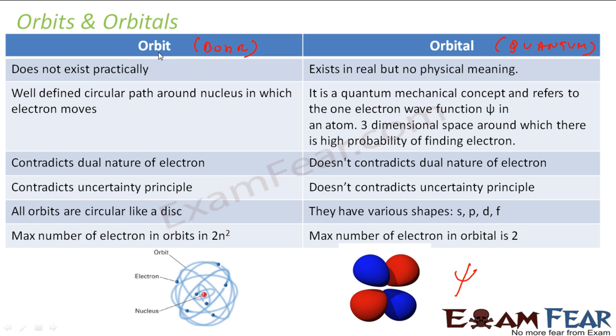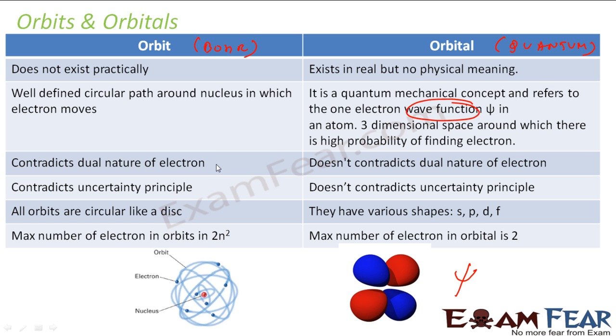In this theoretical concept of orbit, Bohr defined an orbit as a well-defined circular path around the nucleus in which the electron moves. Orbitals are nothing but a quantum mechanical concept and refer to one wave function. It's nothing but the three-dimensional space around the nucleus in which there's a high probability of finding electrons. Three-dimensional space, and it's nothing but a wave function.